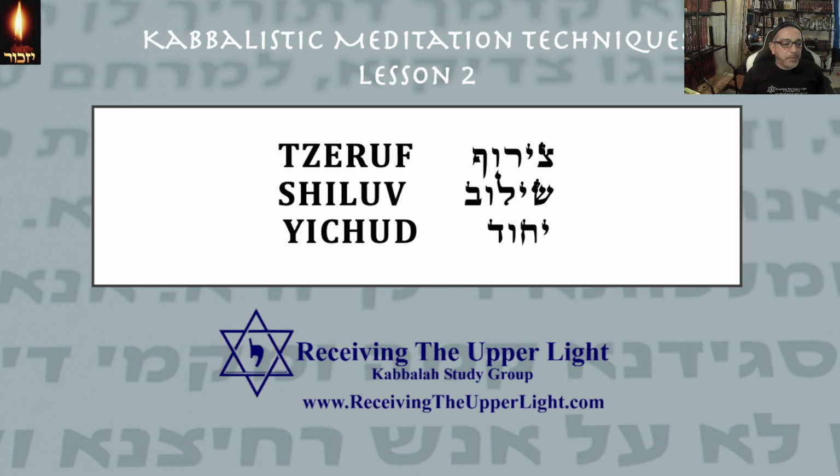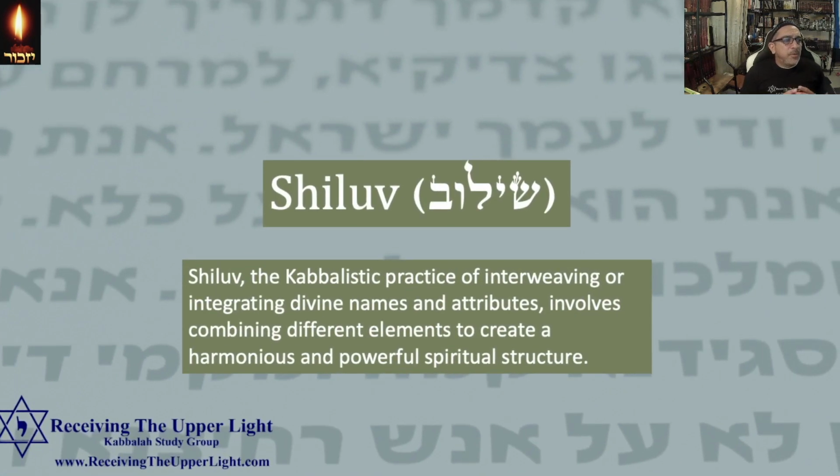So let's go to the Shiluv. The Shiluv is the Kabbalistic practice of interweaving or integrating divine names and attributes. It involves combining different elements to create a harmonious and powerful spiritual structure. So here it is like we are creating a tapestry of different energies, because these letters are vessels that contain energy, and we're putting them together in a way that will create a structure that we're going to meditate on.